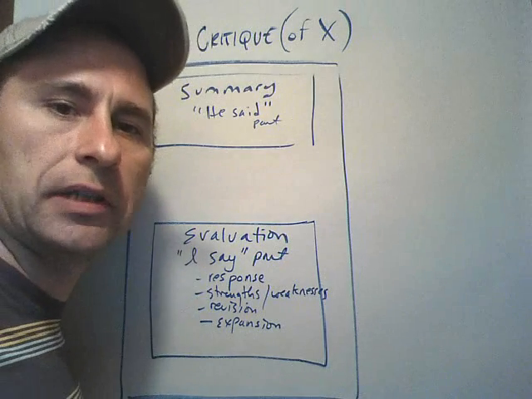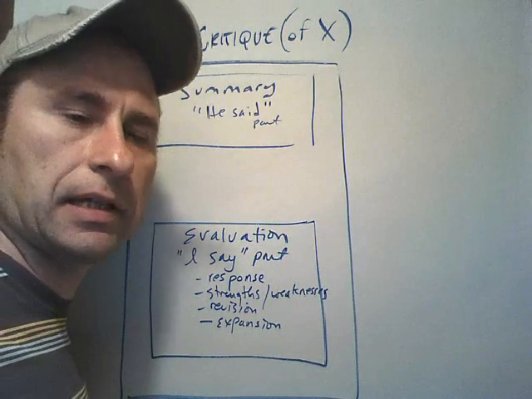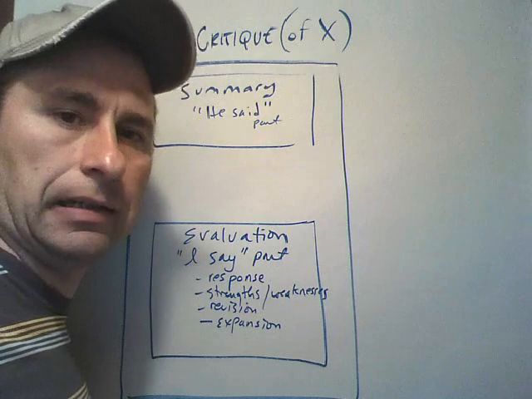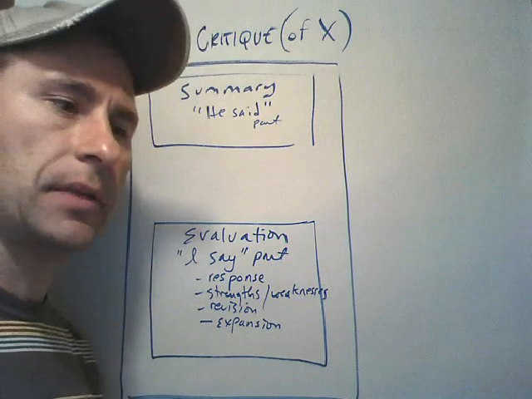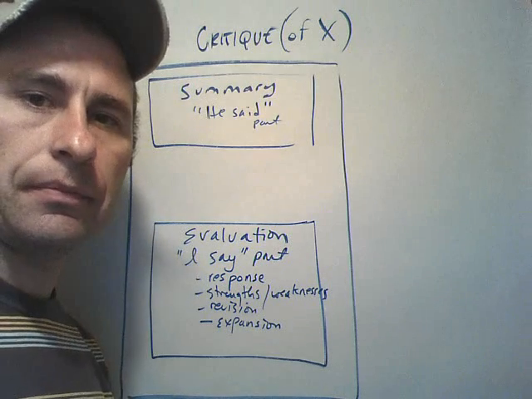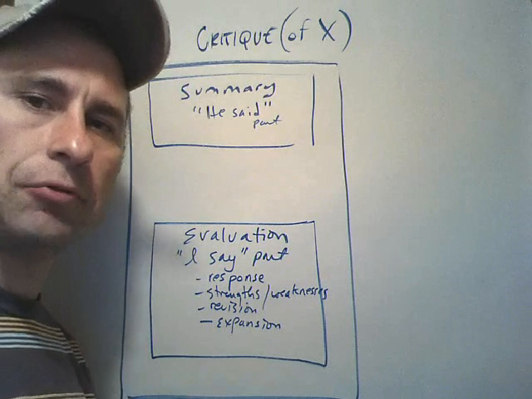In this video, I want to discuss the key characteristic of a level 2 critique, and I'm going to try to distinguish it from a level 1 critique. And so you see what I have on the back here. I have critique of X.